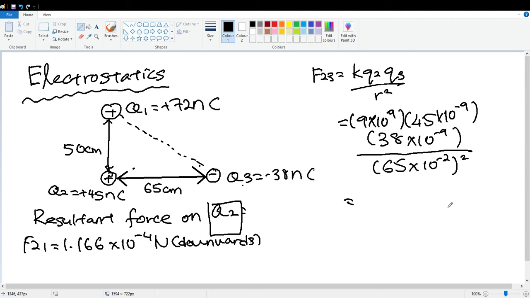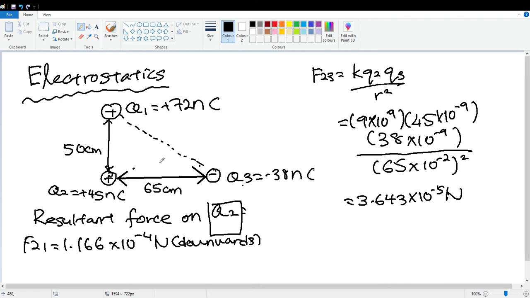Okay, so 9 times 10 to the power of 9, 45 times 10 to the power negative 9, 38 times 10 to the power negative 9, divided by 65 times 10 to the power negative 2, squared. So basically the F23 is 3.643 times 10 to the power negative 5 Newton. So this is the F23. So this is the magnitude.